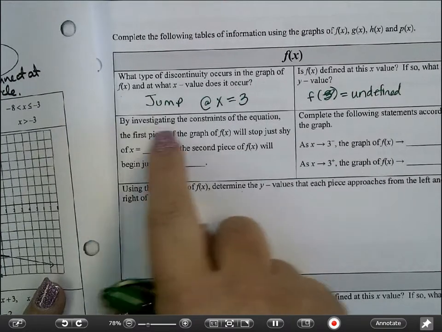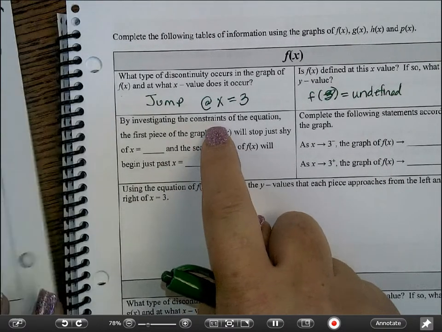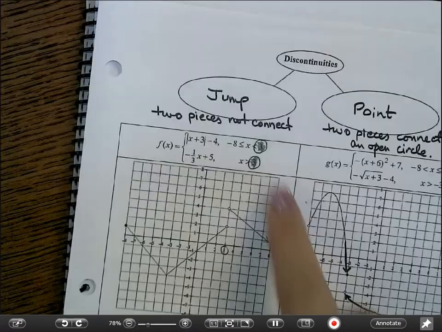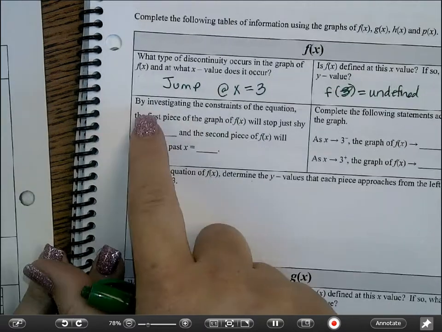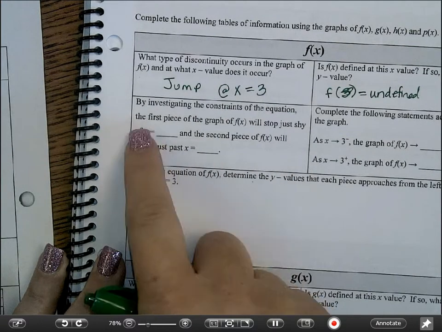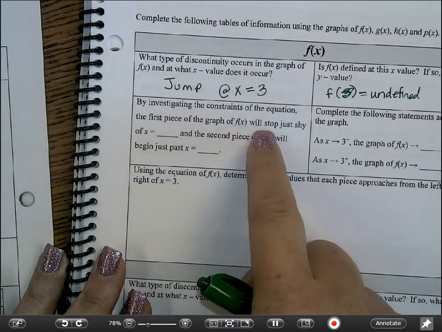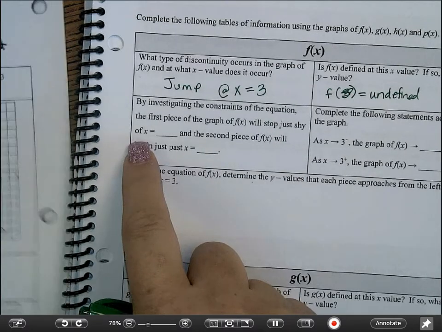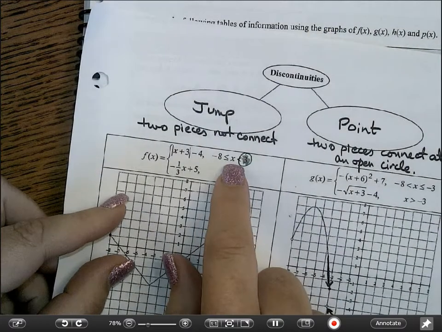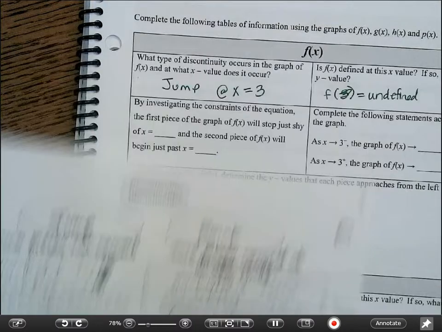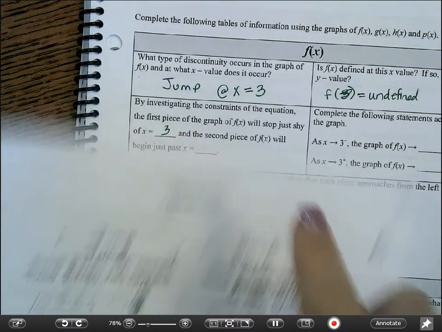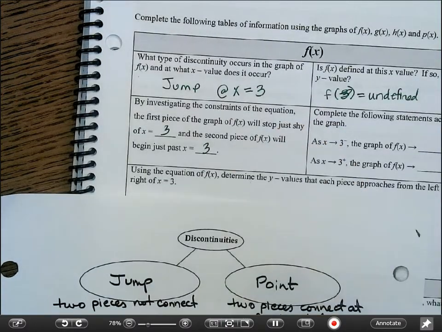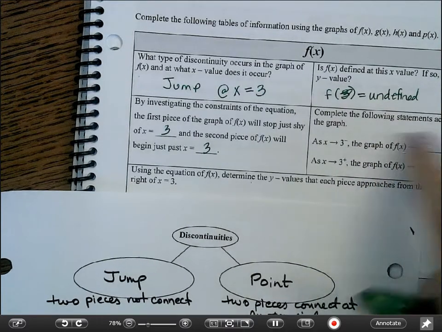It says, by investigating the constraints, the domain, these right here are the constraints. So by investigating the constraints of the equation, the first piece of the graph of f of x will stop just shy of x equals 3, right before we get to 3. And the second piece of the function will begin just past x equals 3. Complete the following statements according to the graph.